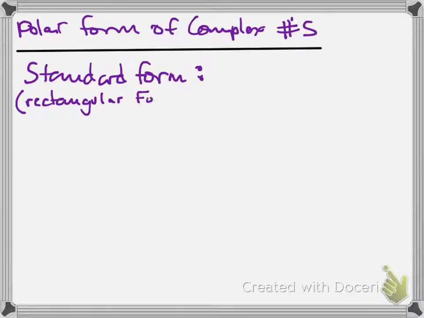The reason it's called rectangular form is because we can use the A and B in a rectangular format. We can look at the graph of it in a rectangular coordinate plot. A plus BI in the complex plane would be equivalent to A comma B in the rectangular coordinate plane, or just the regular XY plane. But rectangular form is also another name for standard form.